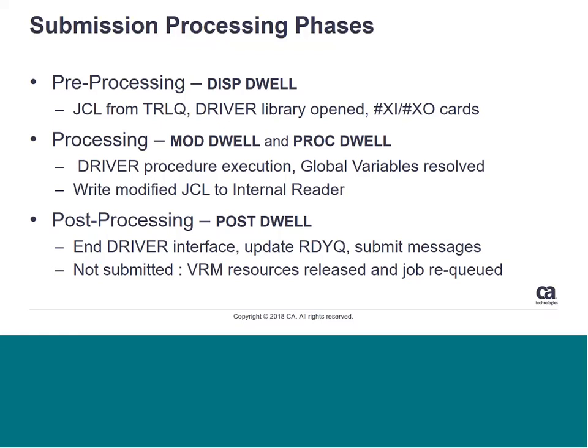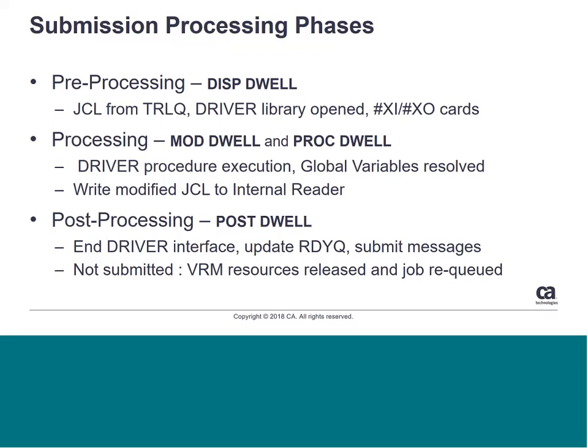From there, we then go into the actual processing of that. We'll process the driver procedures, we'll resolve global variables in the mod dwell and the prop dwell, and we then write that modified JCL out to the internal reader. And then once we've written that out, we have some post-processing to do to clean up. We have to end the driver interface and close the library.